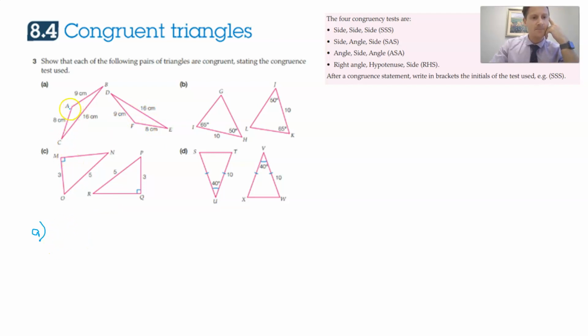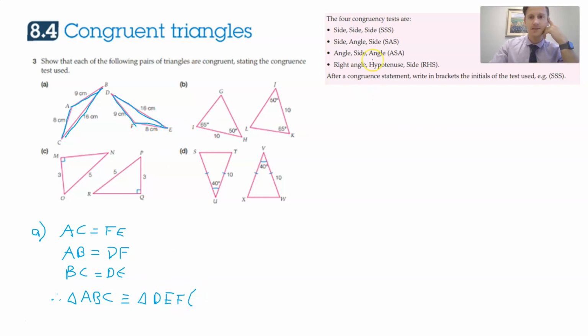If I was to prove that, I would say AC, which is 8 centimeters, is the same as FE, which is 8 centimeters. So AC equals FE. And then I would say AB, which is 9, is equal to DF, which is 9. So AB equals DF. And then the last one, BC equals DE, which is 16. So I'll say therefore, 3 dots, that means therefore, triangle ABC is congruent to triangle DEF, and the test is side, side, side, because we have 3 sides that are the same.